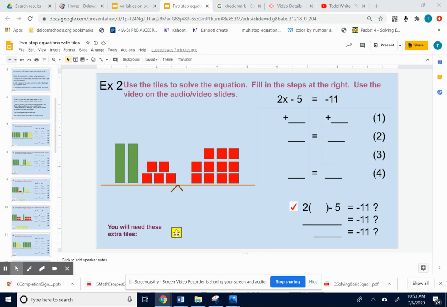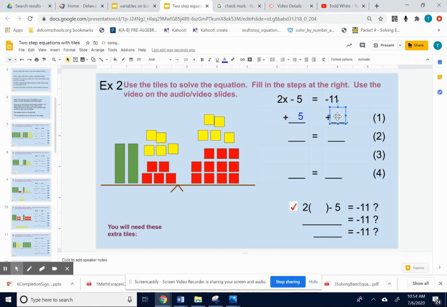Okay, you have extra tiles. If you have extra tiles on the bottom, just drag them up. I'm going to drag up 5 yellow tiles on the left. And to keep it balanced, I'm going to add 5 yellow tiles to the right. Whatever you do to one side, you have to do to the other. Okay, so I'll go ahead and record my step. We added 5 to the left. We added 5 to the right.